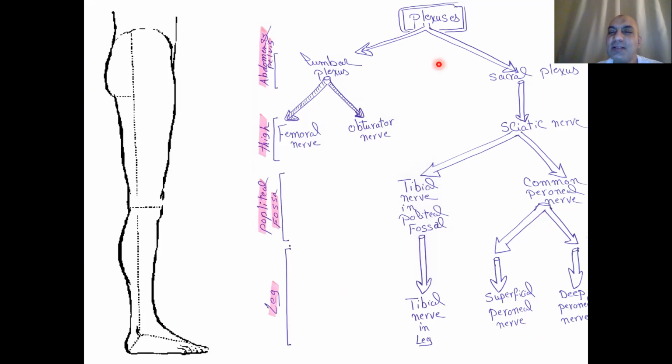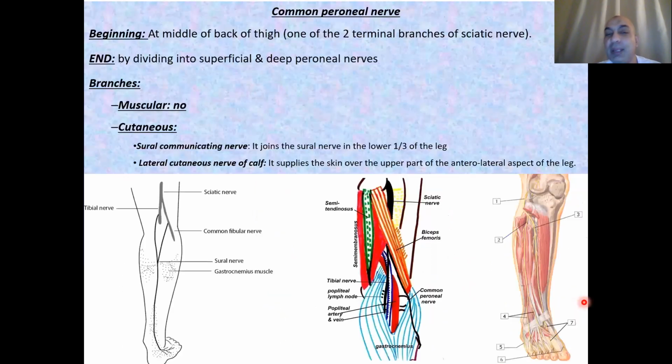So we finished the 2 plexuses, 3 nerves of the thigh, and this column, the tibial nerve. The final column is the peroneal nerve. We have the common peroneal that divides into the superficial and the deep peroneal. The common peroneal nerve begins in the middle of the back of the thigh, one of the 2 terminal branches of the sciatic nerve. It passes through the popliteal fossa from the upper angle to the lateral angle, then passes superficial to the lateral head of gastrocnemius, then passes lateral to the neck of the fibula.